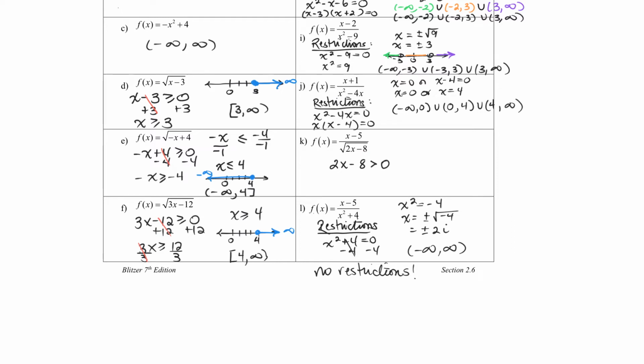So now I'm going to go ahead and finish solving my inequality. So 2x is greater than 8.